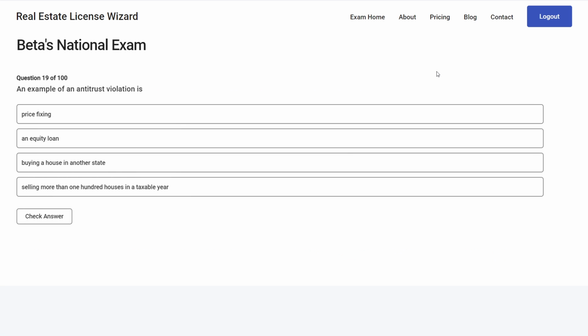19. An example of an antitrust violation is: price fixing, an equity loan, buying a house in another state, or selling more than 100 houses in a taxable year? All right, going to give you guys an opportunity to think about that one.